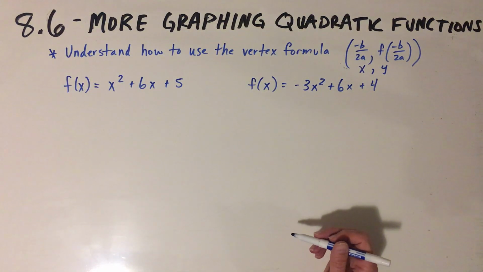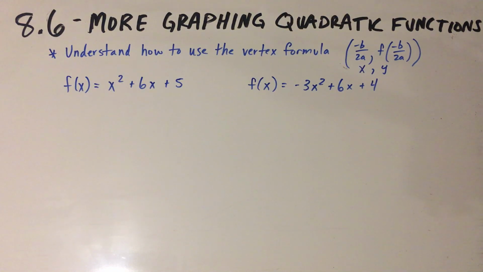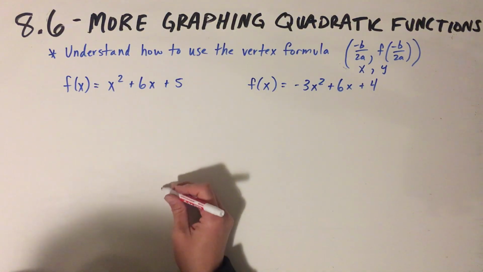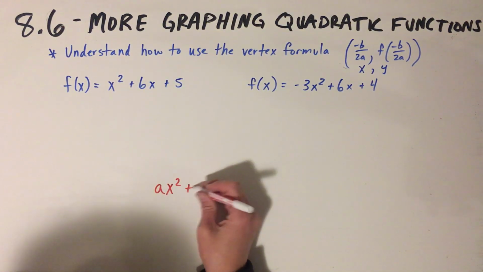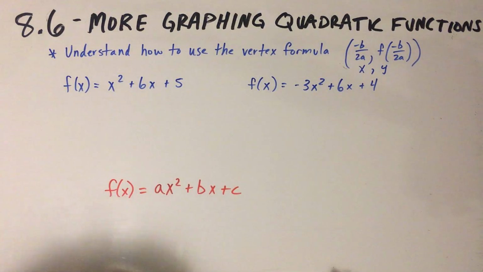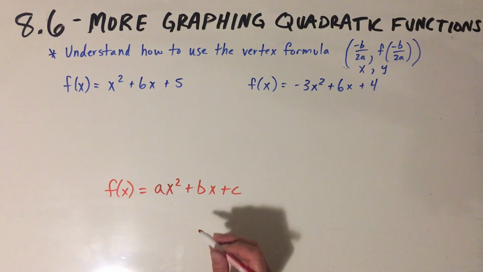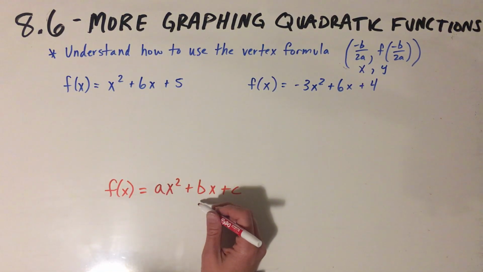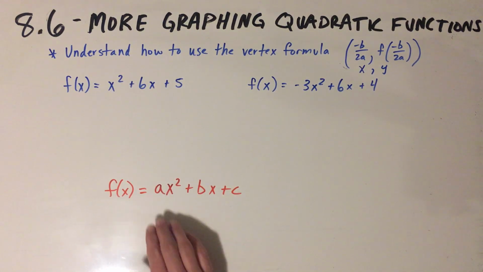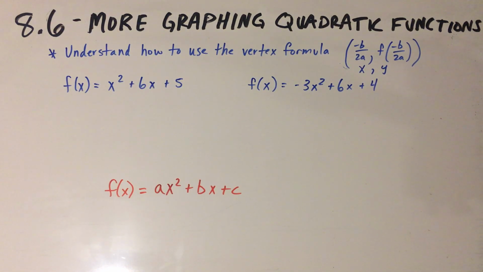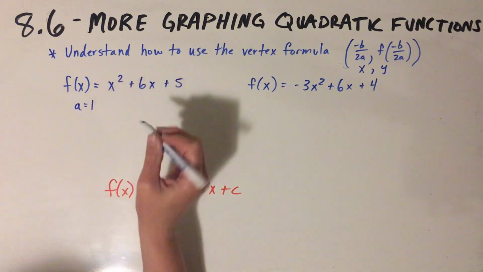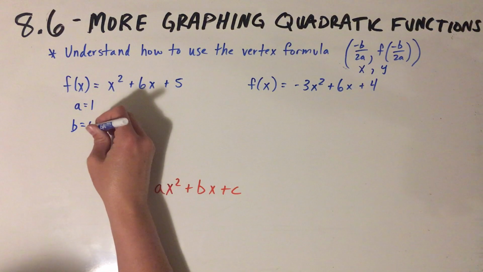Typically, we're talking about quadratics that are in the form ax squared plus bx plus c. So they look like this. The coefficient of the x term is b, and the coefficient of the x squared term is a. So right here we're going to identify a and b. In this case, a is equal to 1 and b is equal to 6.